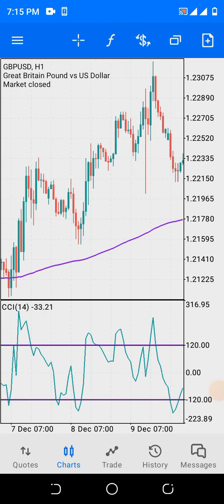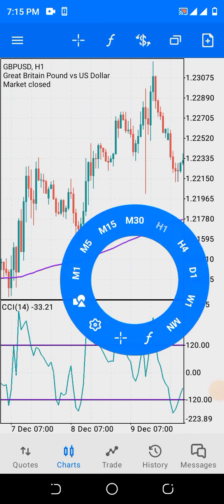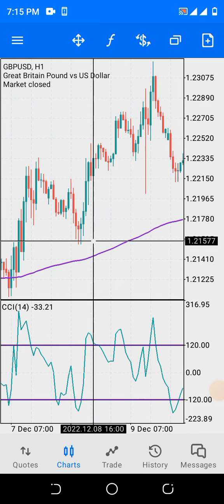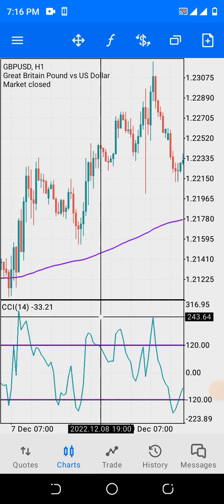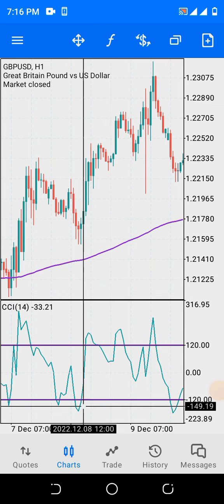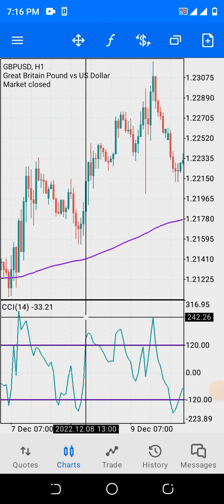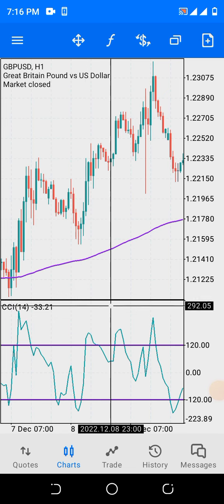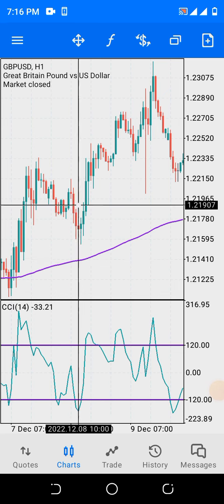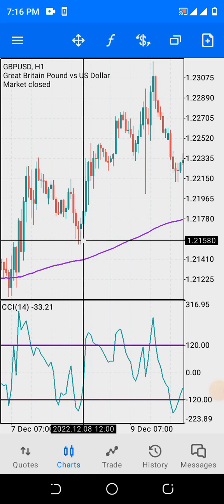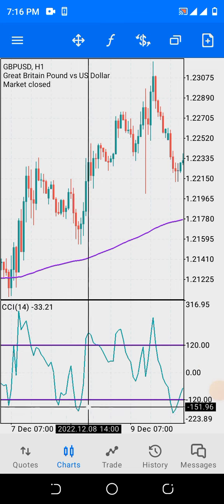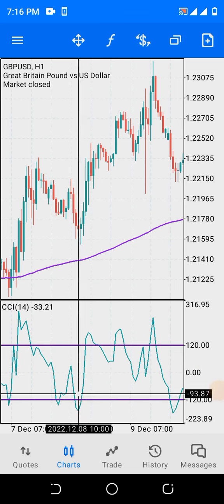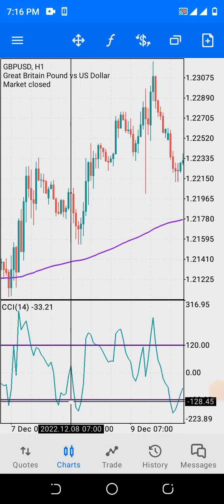Do you understand? So in the side of CCI, that is commodity channel index, there are two lines of it, plus 120 and minus 120. This is plus 120 and the down one is minus 120. So when we are considering buying, provided the market is above the moving average, which is a bullish trend, our entry should be from below minus 120 from the side of the CCI indicator.